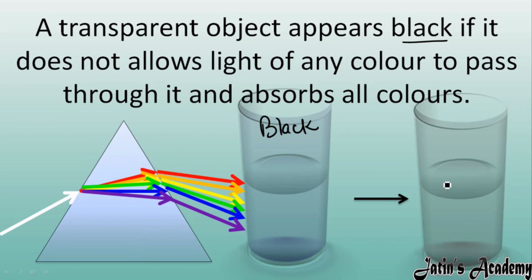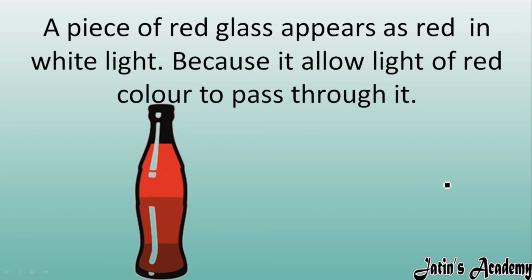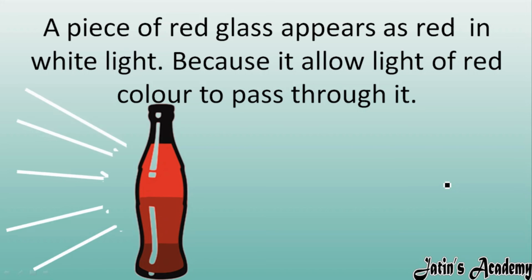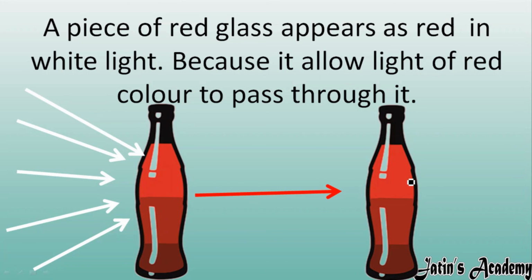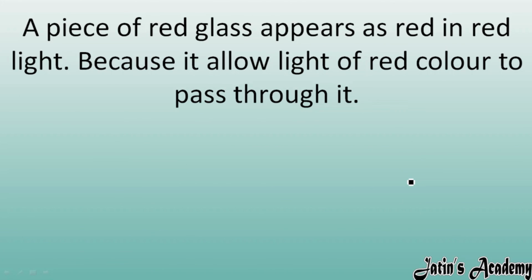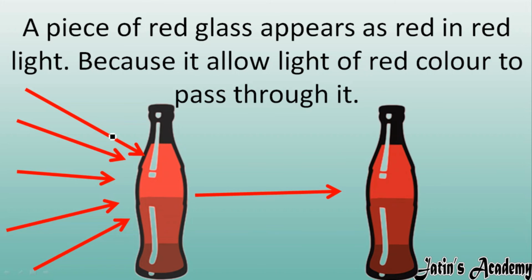Okay. Next, we have a piece of red glass. When this piece of red glass is kept in white light, which is a mixture of the seven VIBGYOR colors, it will selectively reflect red color, and we see the bottle as red in color only. Next, a piece of red glass appearing red. When we have red glass and we strike red light only, we see this bottle as red in color only, because it will reflect all the red light and we see red.